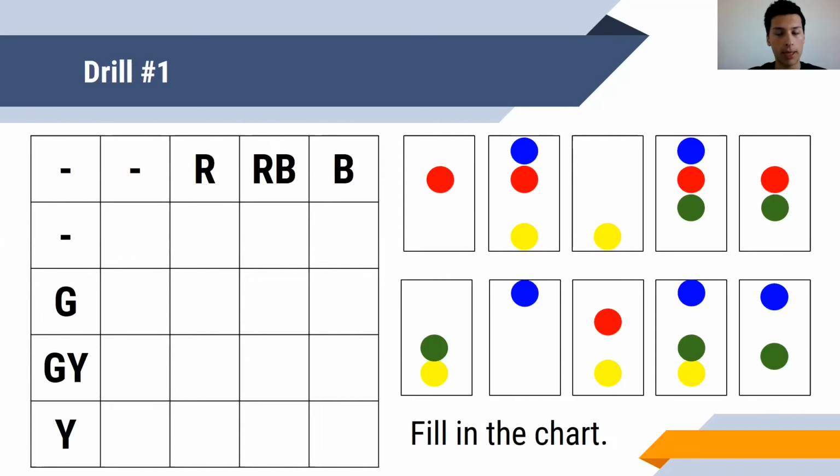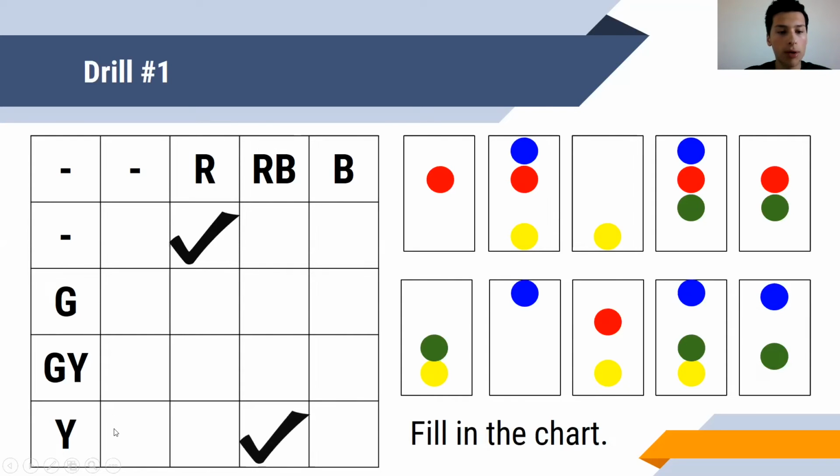So let's begin the answers. The first card here is red, just plain red, so there's no blue, and then there's none of these, green or yellow, so that goes here. Blue, red, yellow, blue, red here, and then yellow here, there's no green.